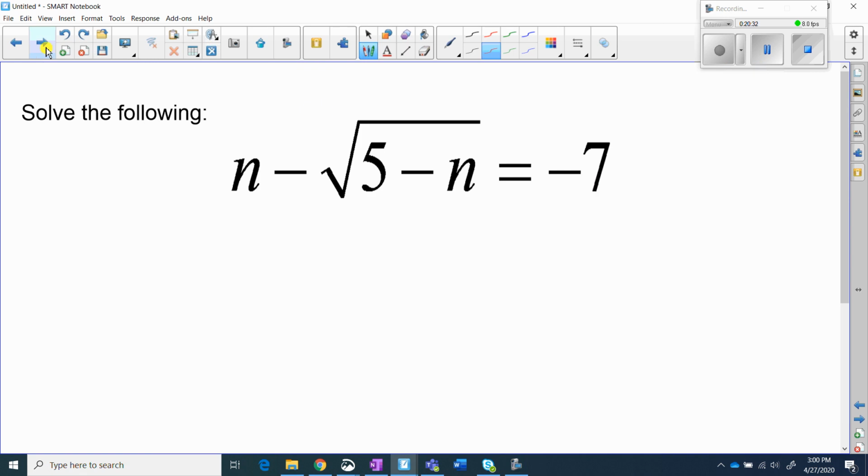All right, let's have a look. Here's another one. I'm going to move things around. And you can always move things any way you want. If I have too many negatives going, it can sometimes cause problems. I'm going to move this one over here, make it n plus 7, and move this term all over to the right side, which will become positive square root of 5 minus n. Square both sides.